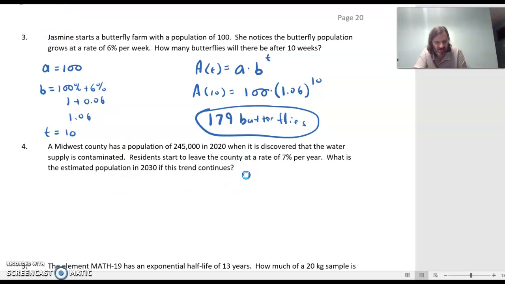So let's see here. My computer has frozen up for a second. It looks like we're back. So another growth decay problem.